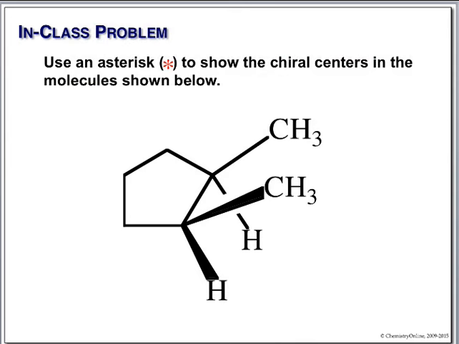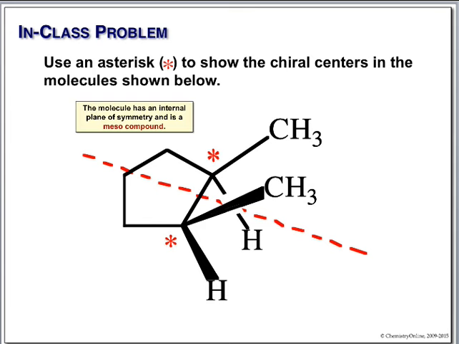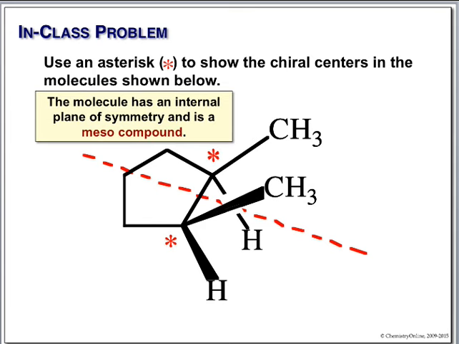Look at this molecule. Does it contain chiral centers? Well, this has a hydrogen, a methyl, tertiary carbon and a CH2. So does this. That's chiral and that's chiral. Is this molecule chiral? Does it have an internal plane of symmetry? Right down the middle. The methyls reflect each other. Hydrogens reflect each other. We split this carbon. We have two tertiary carbons. This is a meso compound.